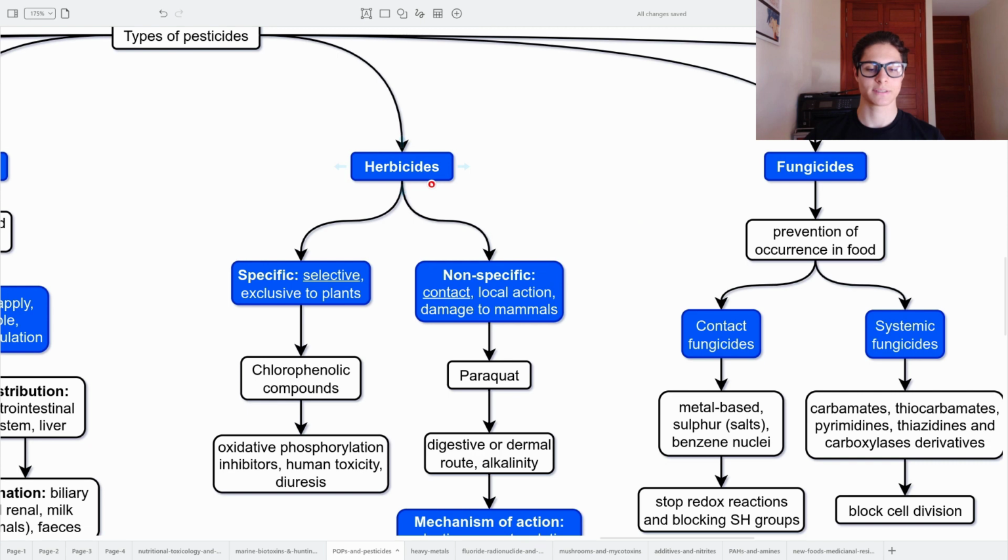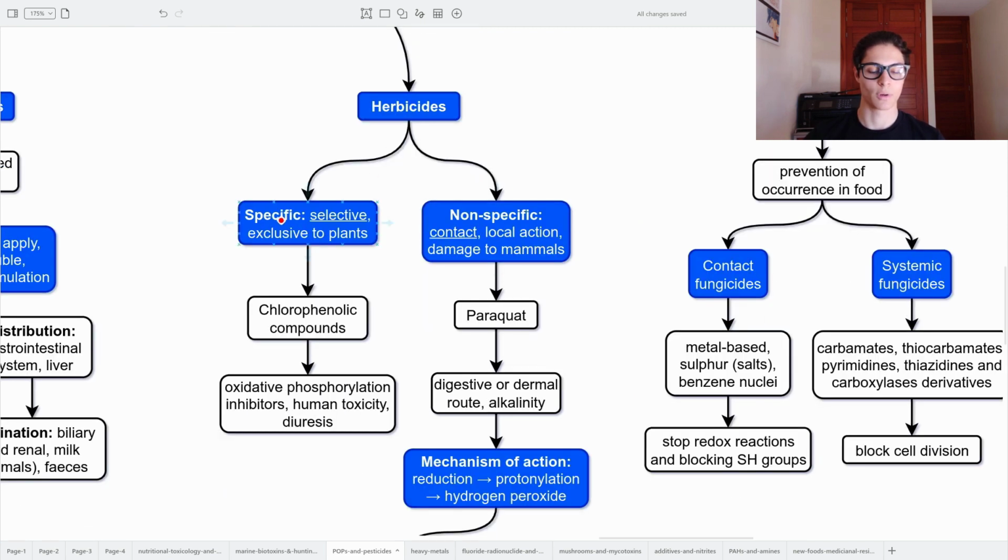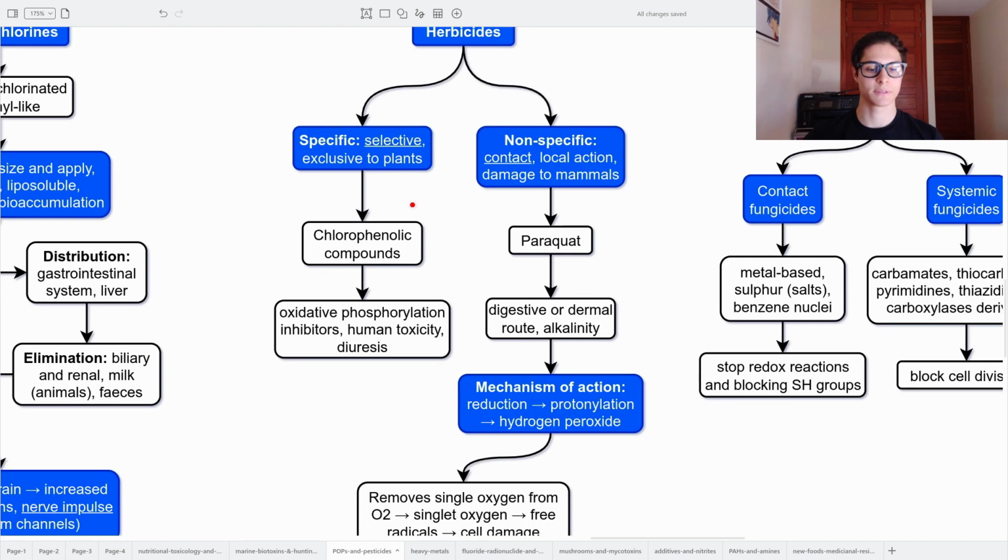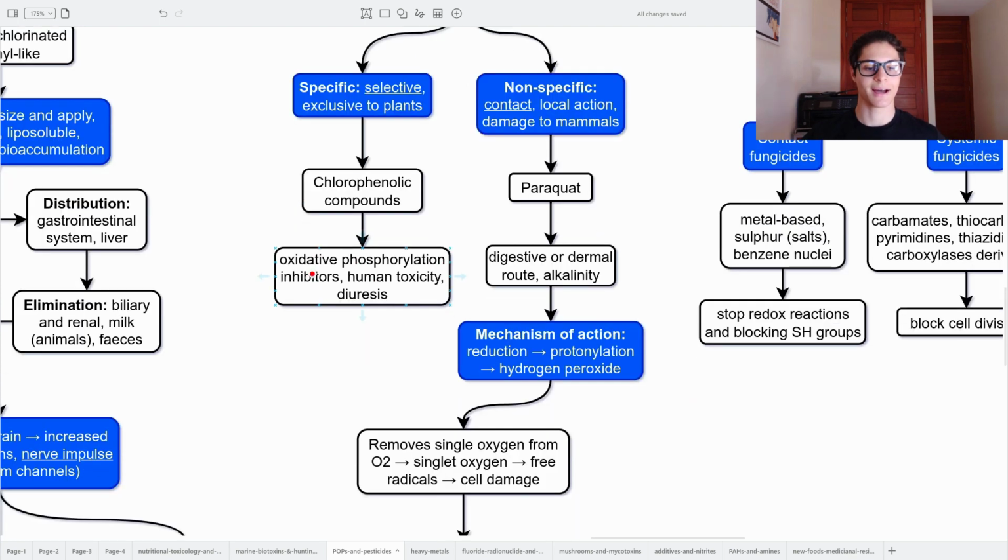So other types of pesticides are the herbicides, for example. These can be either specific, which are selective, so exclusive to plants, or non-specific, by contact. They have a local action and they can harm animals that are around the area. The specific ones are the chlorophenolic compounds. They act as oxidative phosphorylation inhibitors, so they affect the energy production in humans. That's why they have a human toxicity and we have to perform a diuresis.